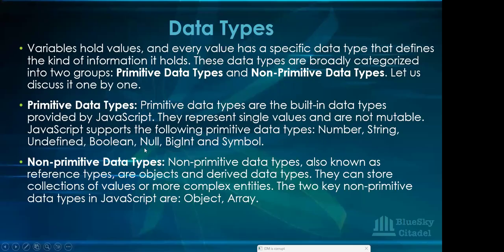And we also have non-primitive type. They're also known as reference type. So they are objects and they are derived data type, meaning that non-primitive types are built on top of primitive type, and they can store collection of values or more complex entities. For instance, our array and our object.